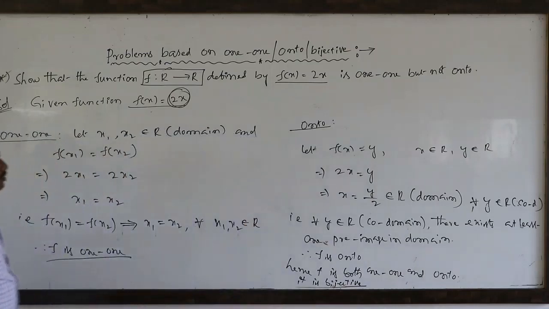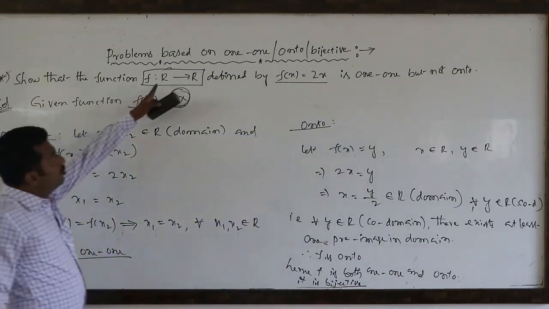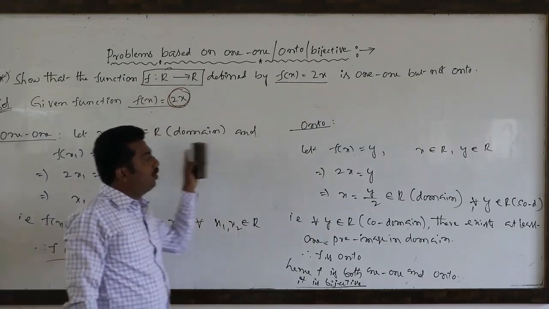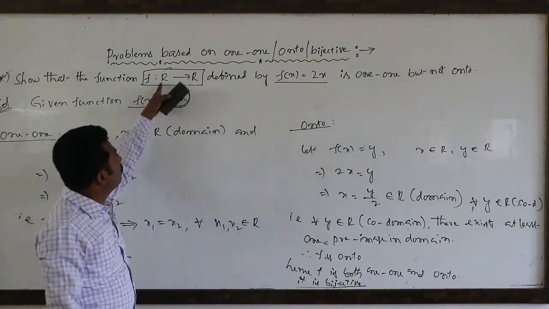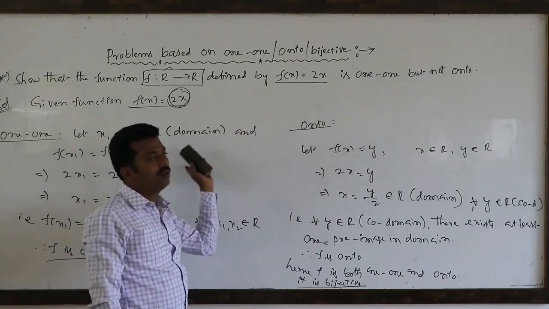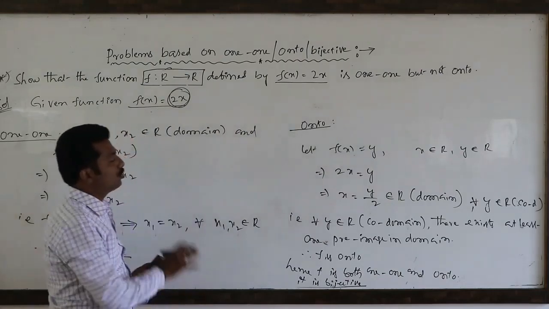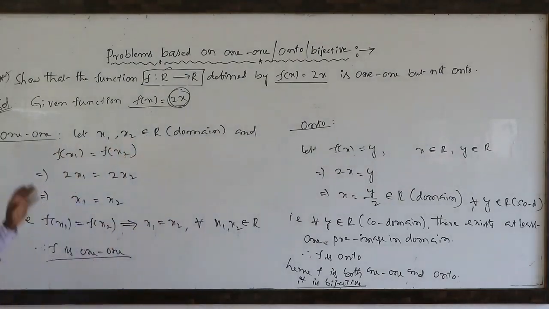Like that we have to answer. See, if we change the domain and codomain, it is both 1 1 and onto. Natural numbers to natural numbers, if you take, it is 1 1 but not onto. So like that we have to verify whether a function is 1 1 or not.